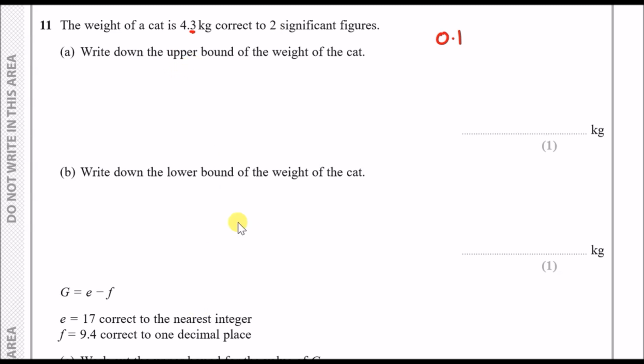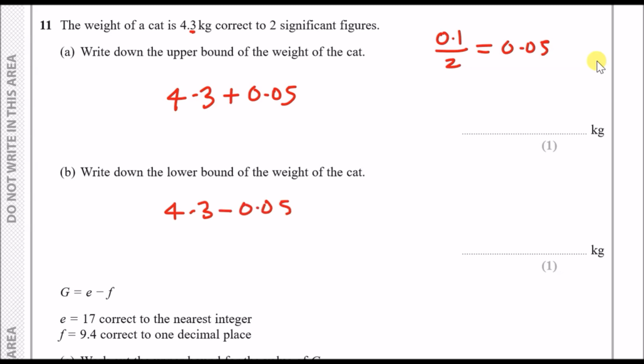And to find bounds, you literally have to half this value, so always half it, which is going to give us 0.05, and then we add a minus to 4.3. So this means that for the upper bound, it will be 4.3 plus 0.05, and for the lower bound, it will be 4.3 minus 0.05. If you do both these calculations, guys, you're just going to get 4.35 and 4.25, and that's it.